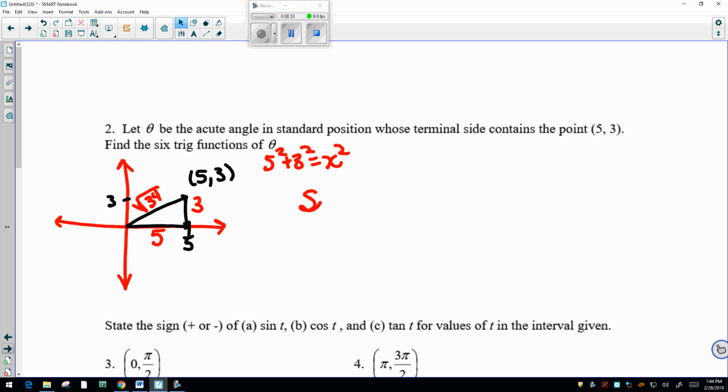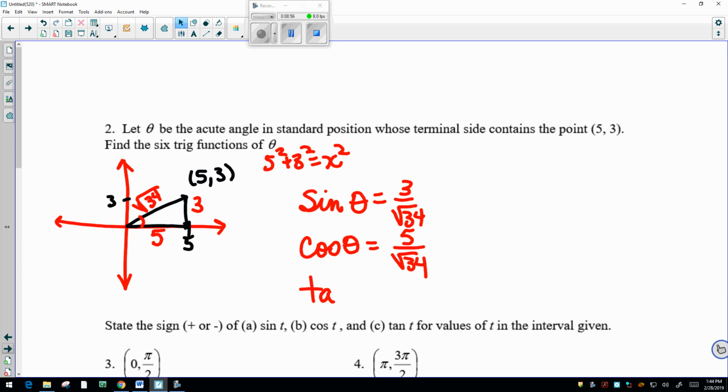Okay, so starting off, I need sine of that angle. So sine being opposite over hypotenuse. We do the cosine. Cosine's adjacent over hypotenuse. So according to that angle, the adjacent side is 5, hypotenuse square root of 34. And the tangent of that angle is going to be our opposite side over our adjacent side.